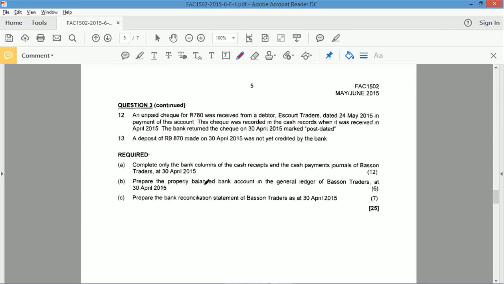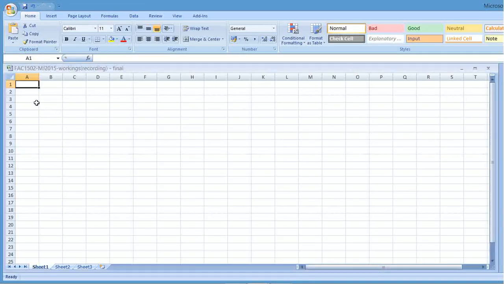Most important is the required. What do they want? They want the bank columns for the cash receipts and cash payments, and they want you to properly balance the bank account in the general ledger and the bank reconciliation statement. So they want all 3 of the actual required in terms of what we could potentially be asked for in this particular question. So let's go to our answer sheet and let's create a solution for it.